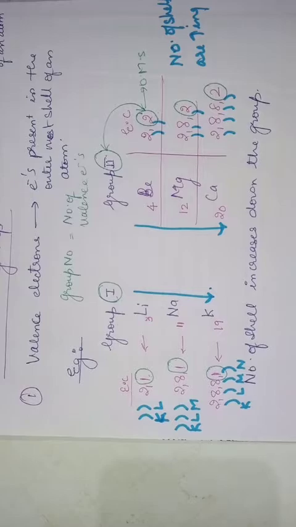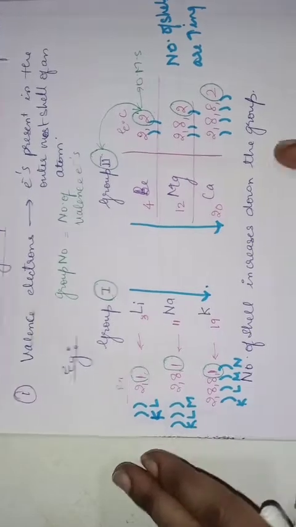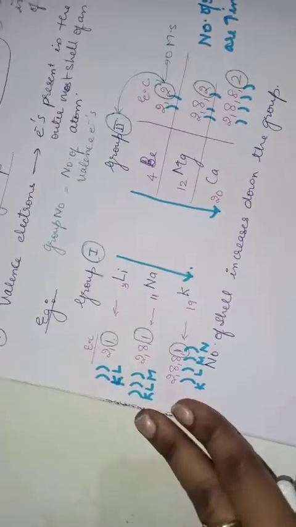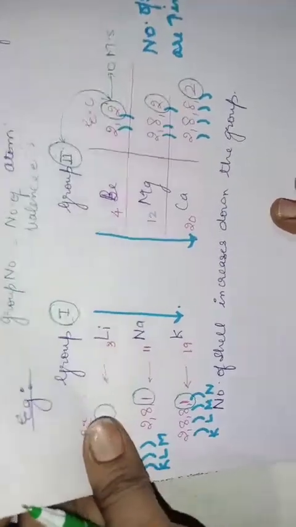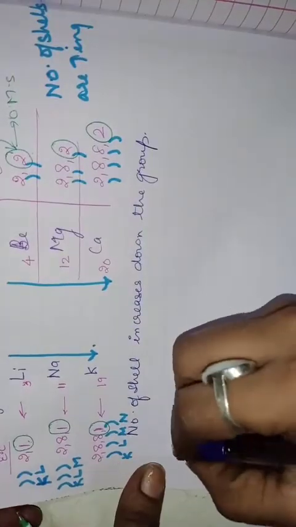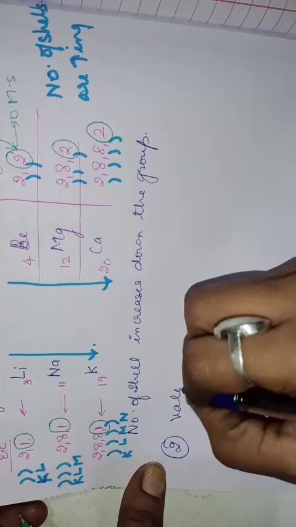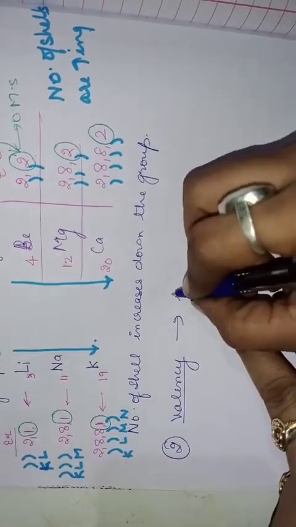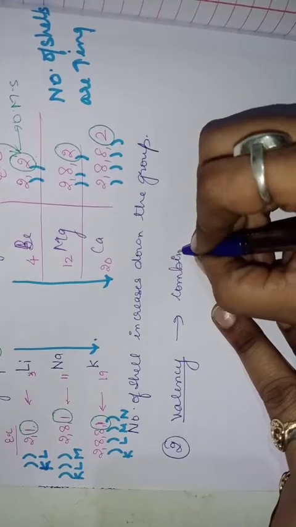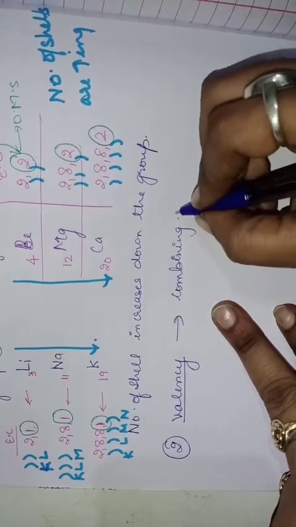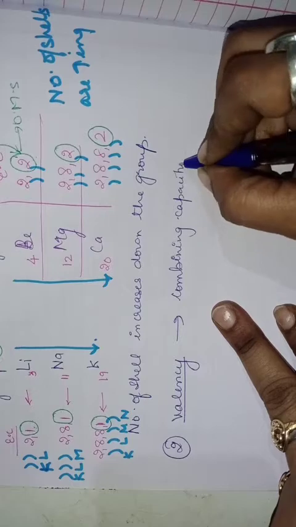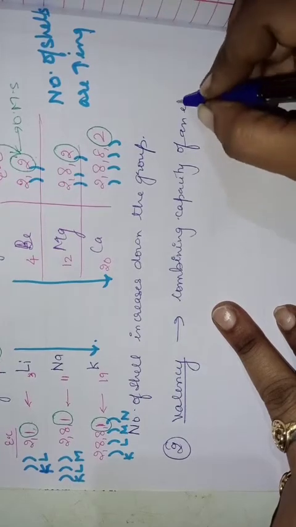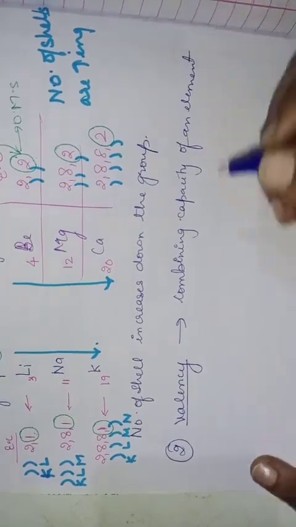Now let us see further valency. The next point we are going to discuss is valency, children. Now what do you mean by valency? I have already explained in the previous lecture. It is the combining capacity of an element.